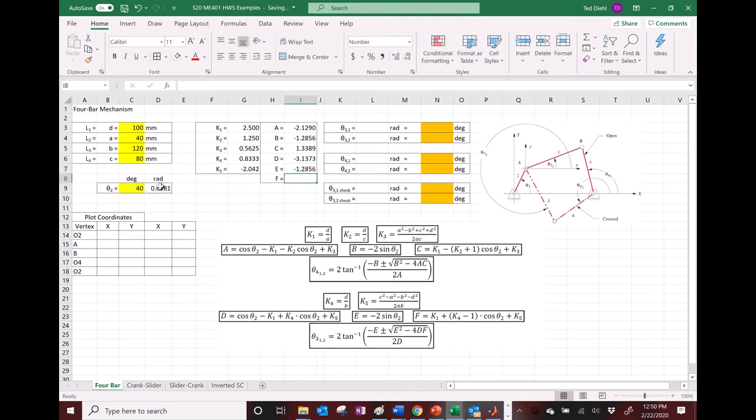And then lastly, that looks a lot like that up there. They could have just used B instead of E. That's interesting. And then we have F: K1 plus the quantity K4 minus 1, okay, losing focus, cosine of theta 2, boom, and then plus K5.